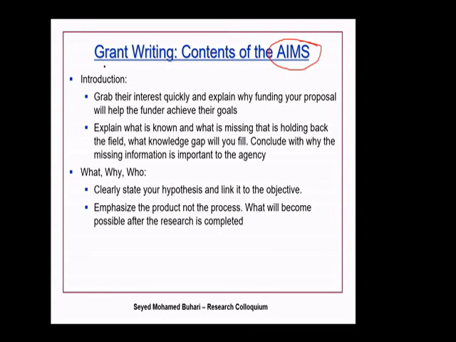Okay, what you write here? Number one, you have the introduction. You will have to attract the interest of the reviewer. You have to say why your work is important, and you have to say what is the gap in the existing research. So you have to state your hypothesis, link it with your objectives, and emphasize your product. They are looking for a product that can come into the market in the future. So what will be the output or outcome of your research?